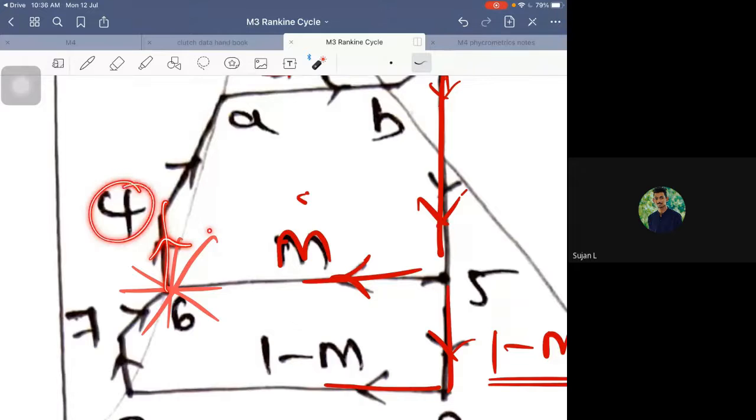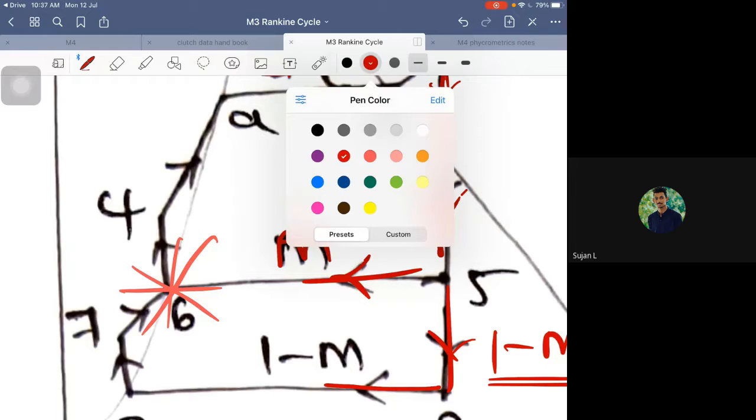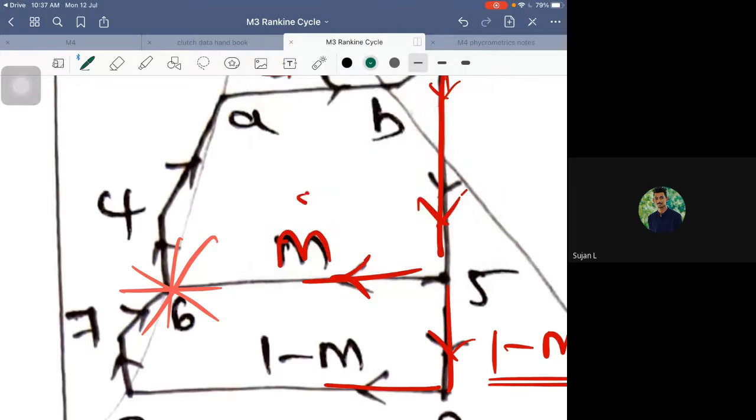So this is very, very important. Why am I telling you all this? Because you need to apply energy balance at state 6. So how do you apply energy balance at state 6? Remember, it is mass flow rate into enthalpy of that particular state. Please understand this. Okay, now I'll take green.